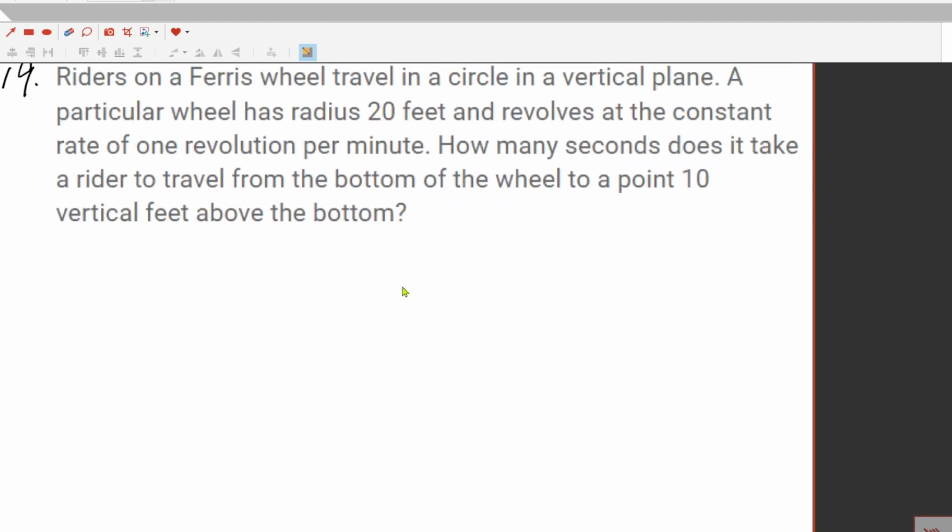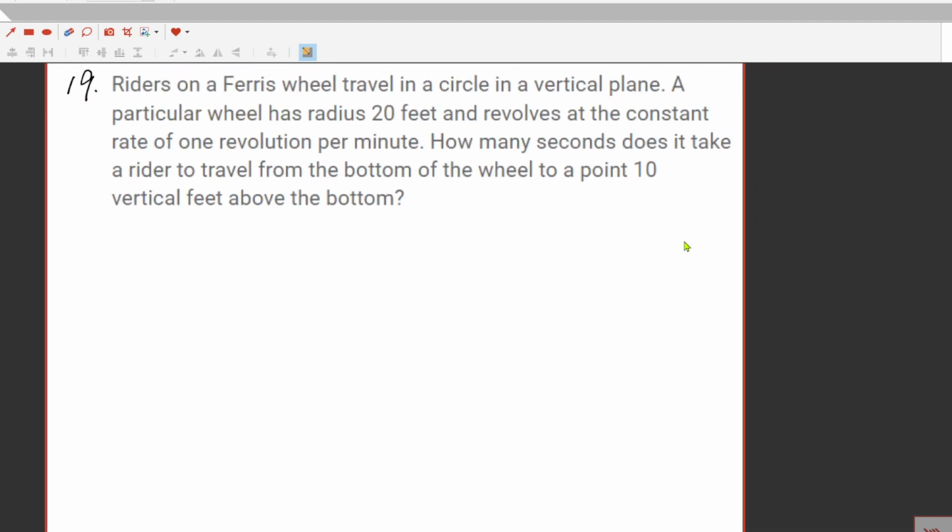Question 19. Riders on a ferris wheel travel in a circle in a vertical plane. A particular wheel has a radius 20 feet and revolves at a constant rate of 1 revolution per minute. 1 revolution means 1 round, or 1 turn per minute. How many seconds does it take a rider to travel from the bottom of the wheel to a point 10 vertical feet above the bottom?